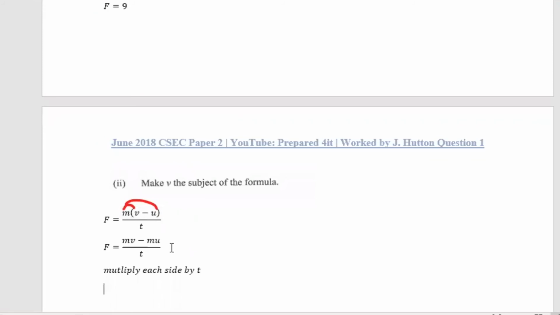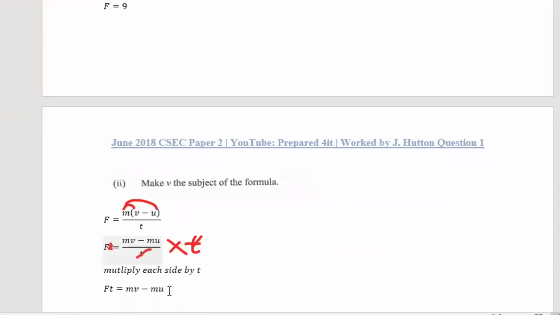So what we'll get is ft is equal to mv minus mu. So we got rid of this t by multiplying each side of the equation by t. So it just looks something like this, multiplying each side by t. If we multiply this side by t and this side by t, we get ft here, and this t cancels with this t, and that is how we get ft is equal to mv minus mu.